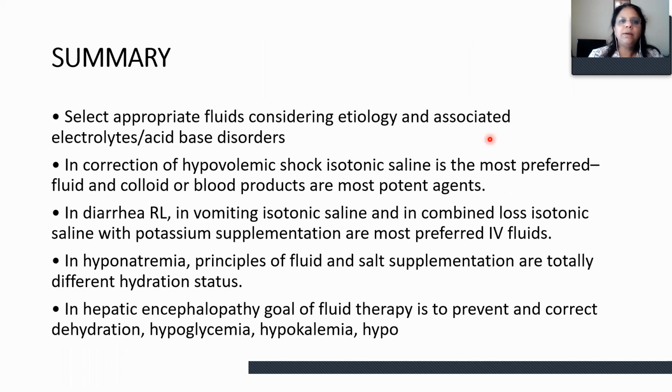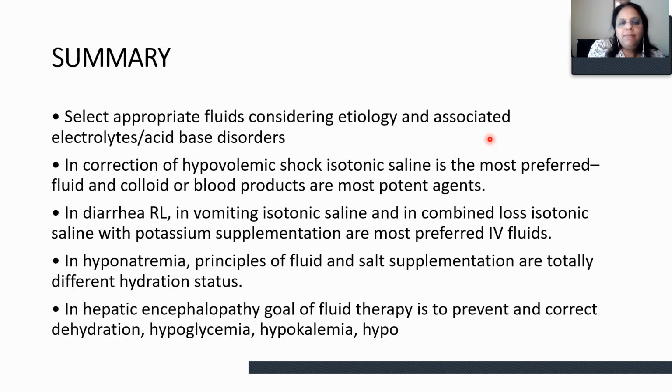In summary, select the appropriate fluid considering the etiology and associated electrolyte and acid-base disorders. In correction of hypovolemic shock, isotonic saline is the most preferred; in shock from bleeding, colloids and blood products, which we just discussed. In diarrhea and vomiting, isotonic saline with potassium; in combined loss of diarrhea and vomiting, Ringer's lactate with supplemental potassium is the most preferred.